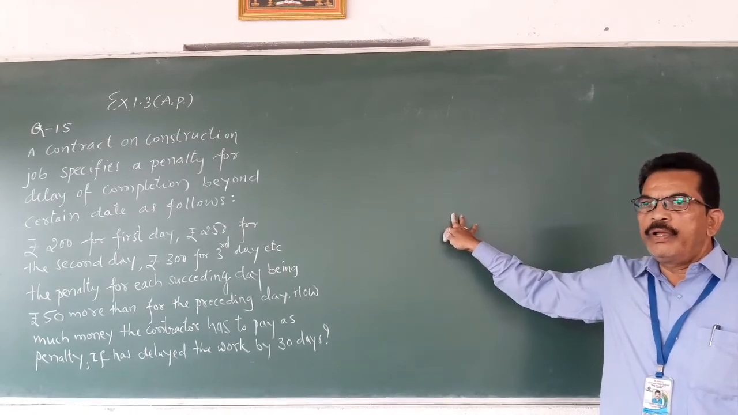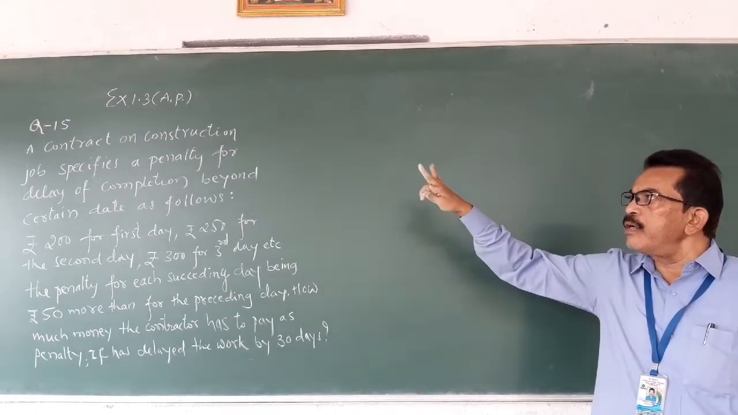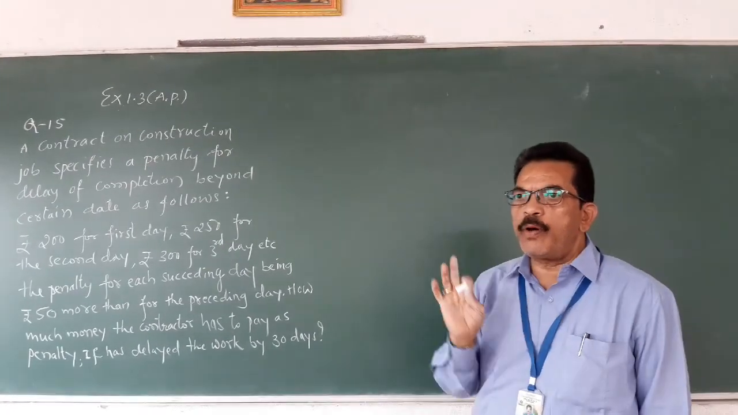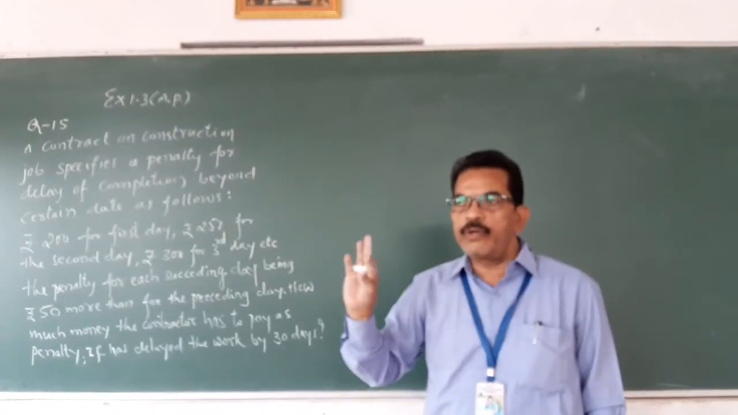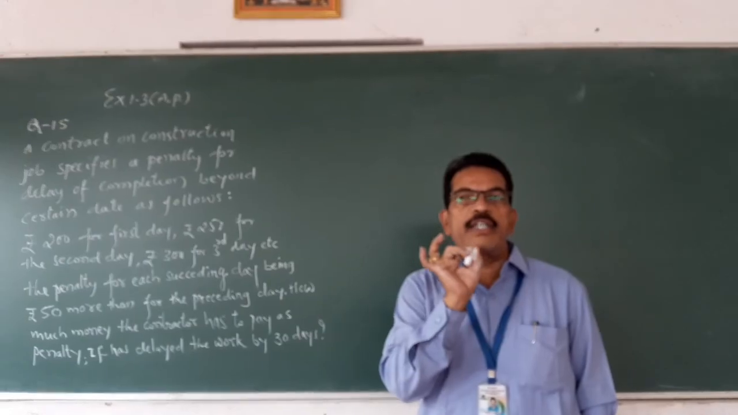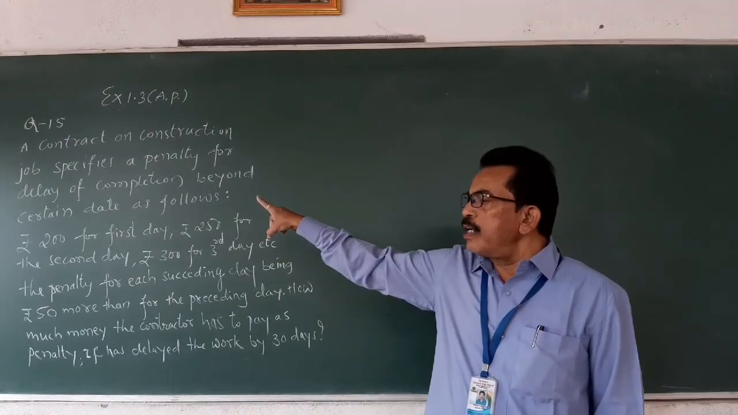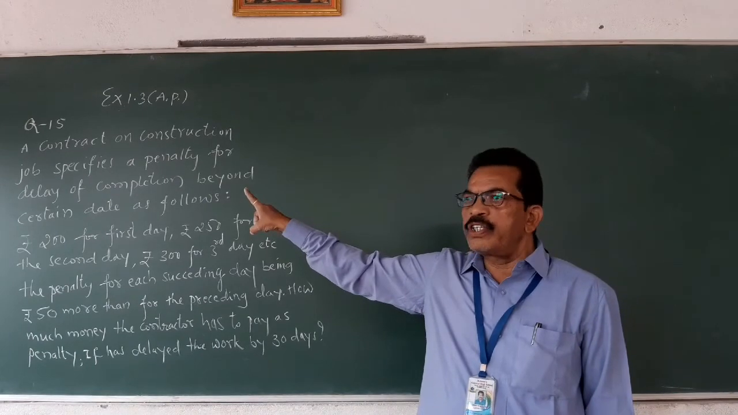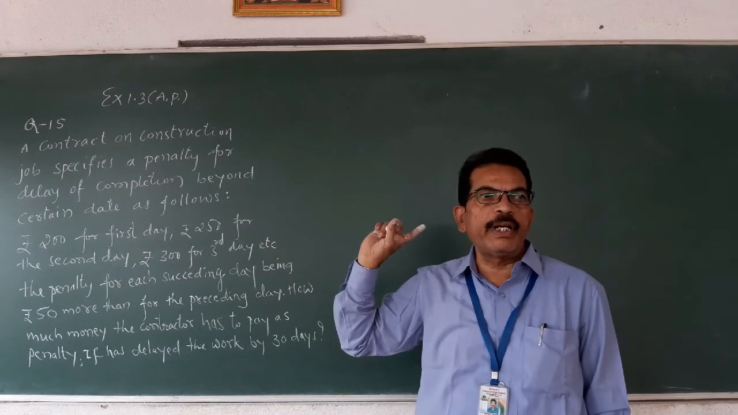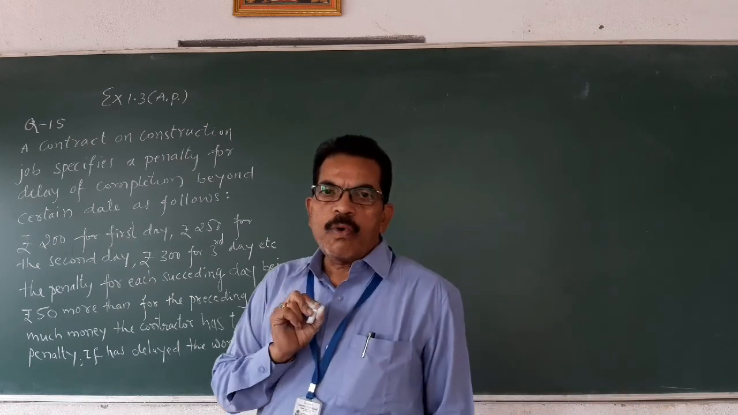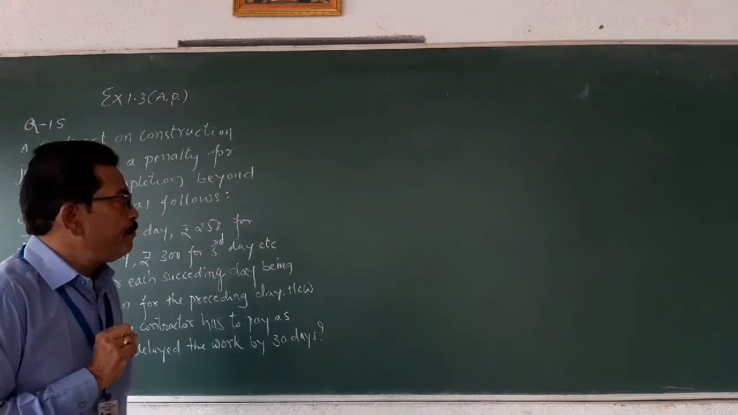Today we'll continue the next part of the 1.3 AP. Yesterday we have solved 14 problems related to this exercise. This one is the last exercise of this chapter. So these are the 4 or 6 more problems to complete this chapter. Let us see what they have given in the problem.